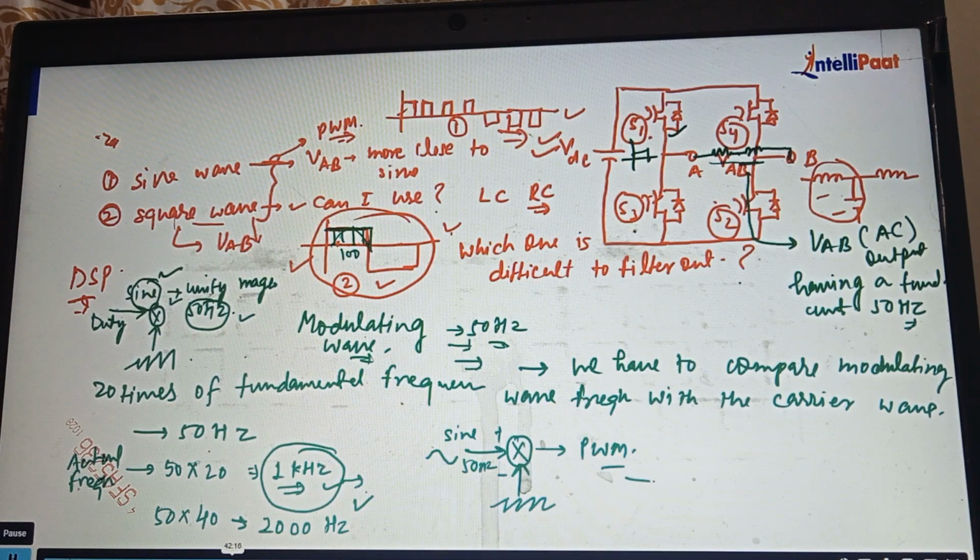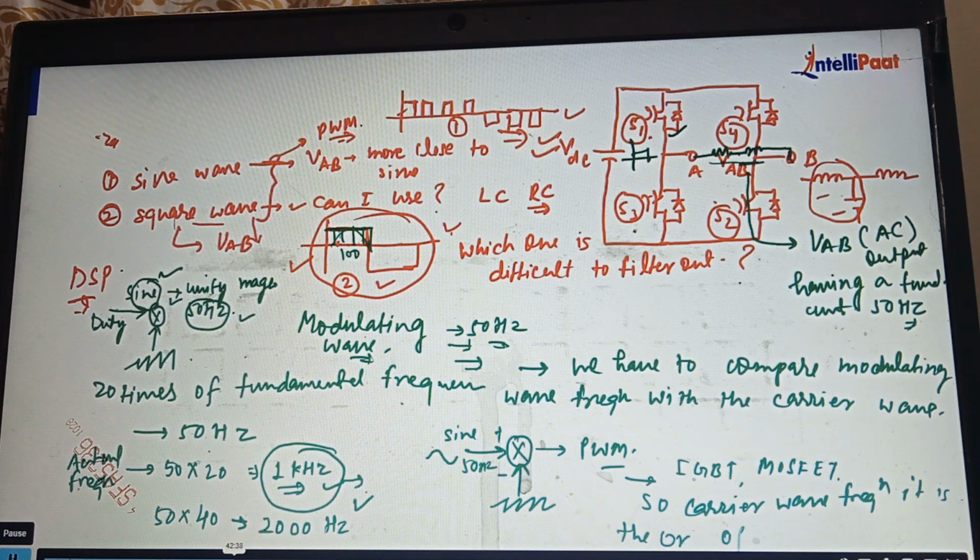So normally, if you talk about IGBT and MOSFET, the carrier wave frequency people are choosing is of the order of 20 kilohertz, or in case of 50 kilohertz. In case of MOSFET, we can go higher than this, even in the megahertz range. Now the question is, how do we get this VAB?